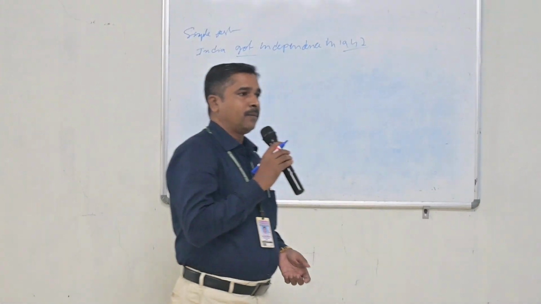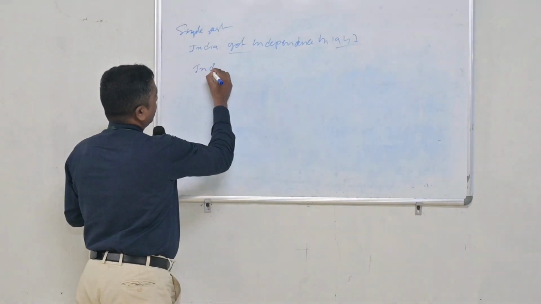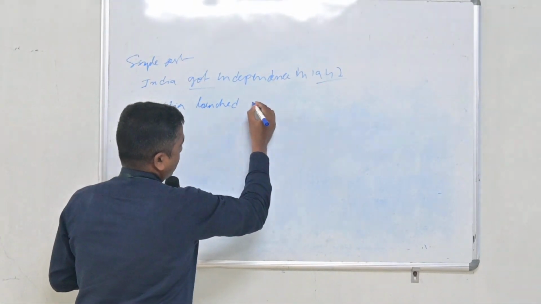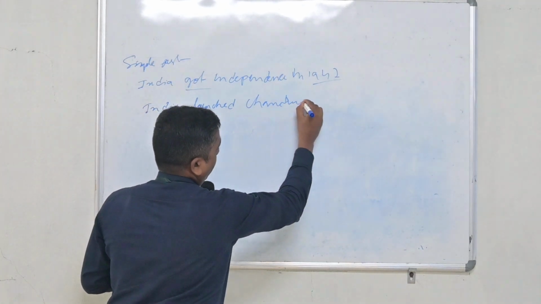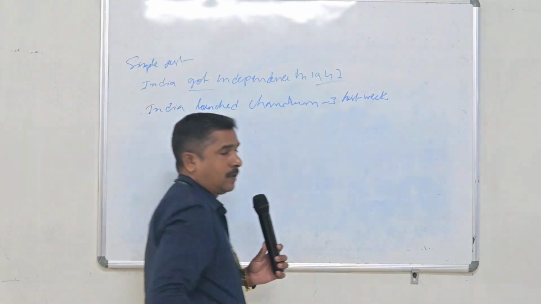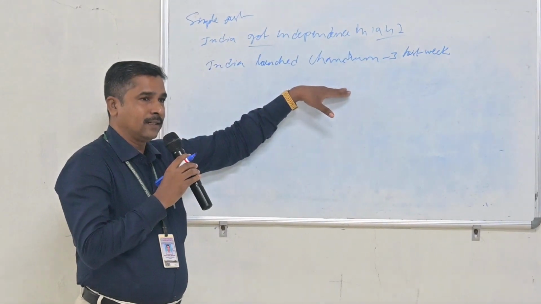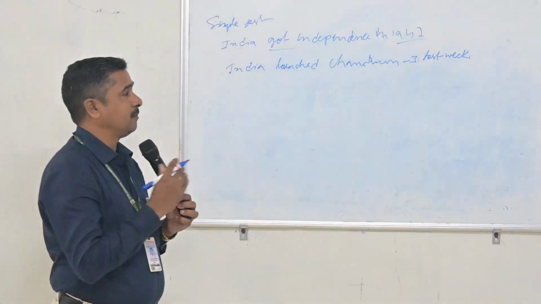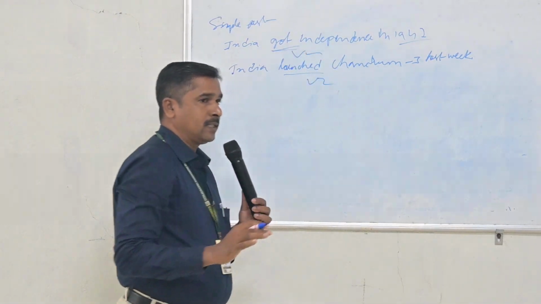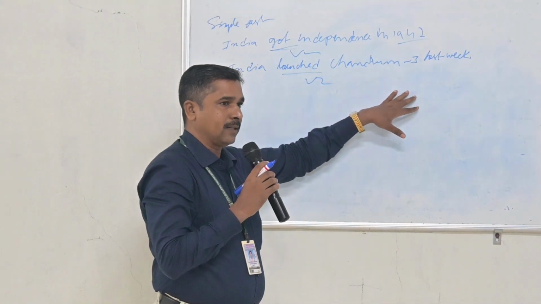Let us discuss some other examples. India launched Chandrayaan 3 last week. In the sentence, we have only one action. What is that action? Launched, V2. Even got, V2. So in past tense, we use the V2 form. It shows a single past action.